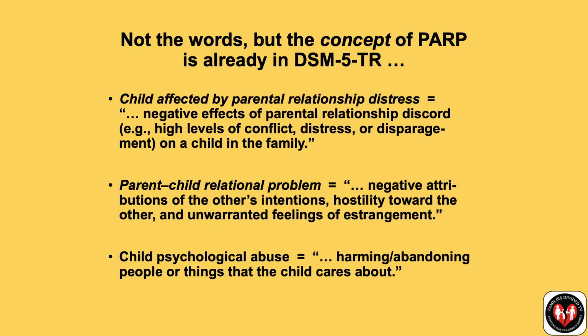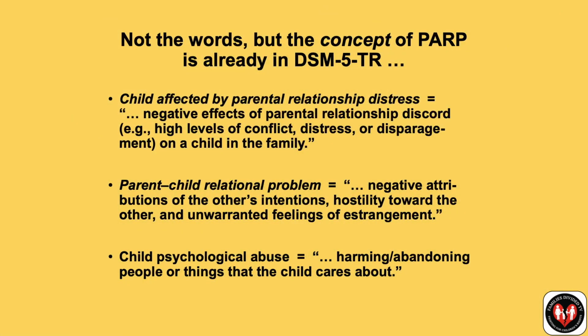There's child affected by parental relationship distress. And the actual definition of that mental condition in the DSM is negative effects of parental relationship discord, such as high levels of conflict, distress, or disparagement on a child in the family. That might sound familiar to you because that is a paraphrase. The definition of CAPRD in the DSM-5 is a paraphrase of the definition of parental alienation. That is, a child is affected by discord between the parents.